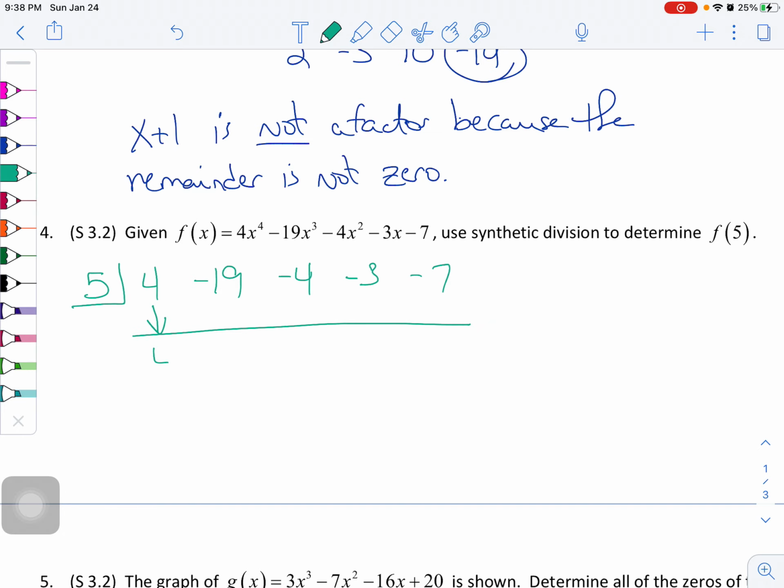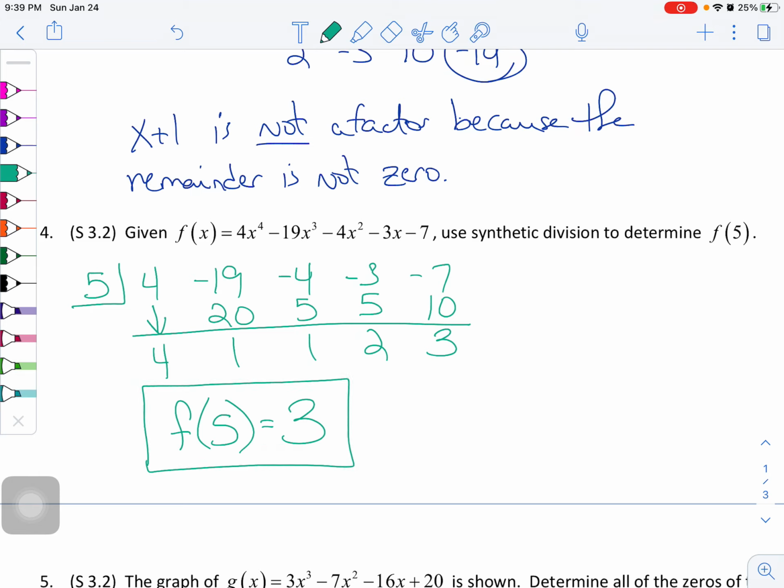All right, first term drops, multiply, add them up vertically, multiply, add them up vertically, multiply, add them up vertically, multiply. And the last part here is to add, so we're going to get 3. Now, what you need to remember is when we're talking about finding these function values, the only value that matters in this entire problem, now that we've got the solution, is the remainder. So our function value, when x is equal to 5, is the value of 3. Whatever this remainder is, that's it.